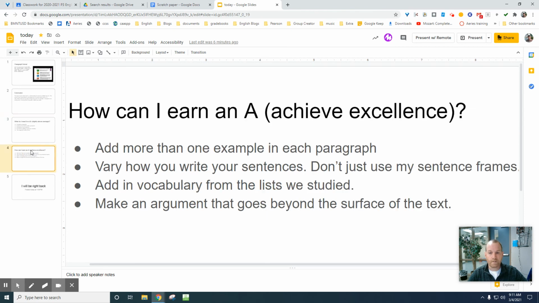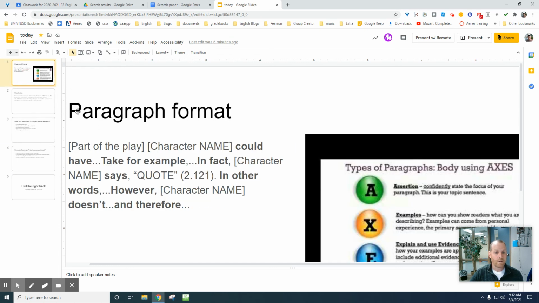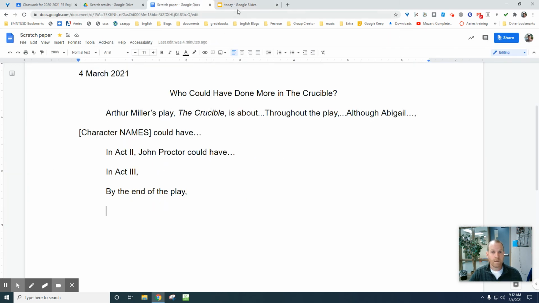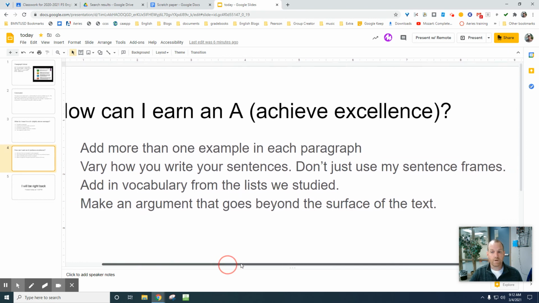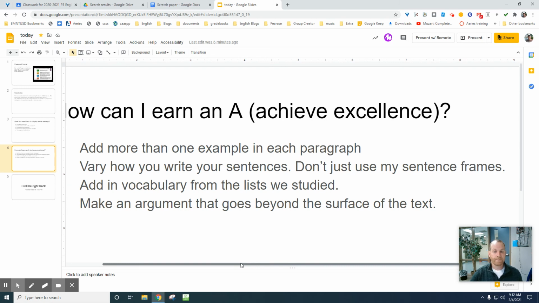How do you earn an excellent? How do I earn an A? How do I achieve excellence? To do that, you would need to add more than one example in each paragraph. So where we give examples from the text and you're quoting the text, you would do that more than once. Rather than just having one quote, you would have multiple quotes from the text to back up your thoughts. How else could you achieve excellence? Vary how you write your sentences. Don't just use my sentence frames. Okay, so think of your own creative ways to include the same ideas but vary the types of sentences.